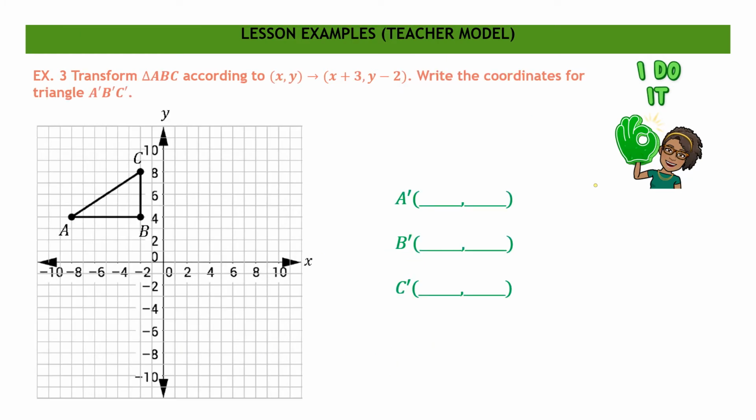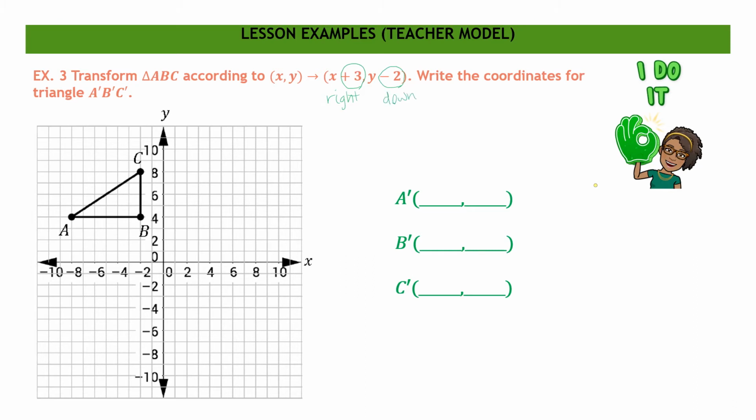Okay, so example 3 says transform triangle ABC according to the function rule where we have x added to 3 and y being subtracted by 2. And we're going to write the coordinates for the triangle A prime, B prime, C prime. So let's first look at the rule that's been given to us. They tell us that our horizontal shift is going in a positive direction, so that means I'm going 3 units to the right. And my vertical shift tells me I'm going in the negative direction along my y-axis, so that means I'm going 2 units down.